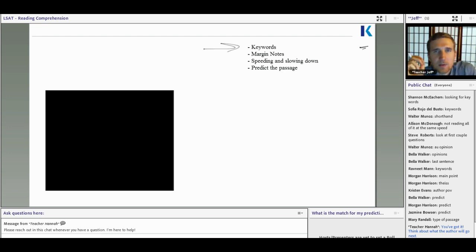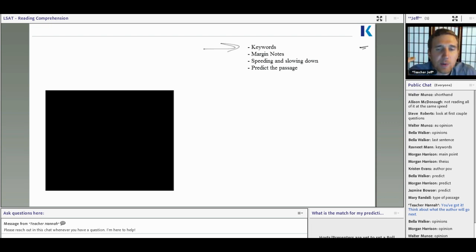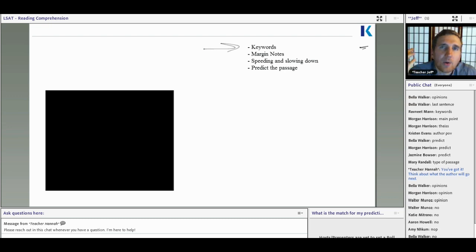What sorts of keywords should you be marking? Primarily opinions. Exactly right, because that's what the questions ask for. Should you be marking every opinion word that you see? No, right? Only mark ones that are providing you with new information, and if things get too cluttered, you can make a margin note about it instead.